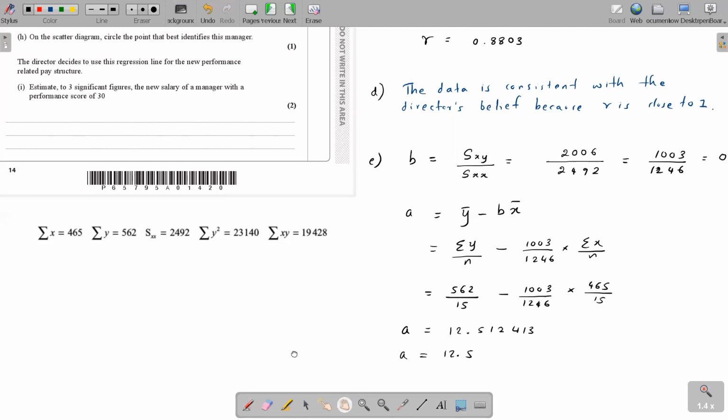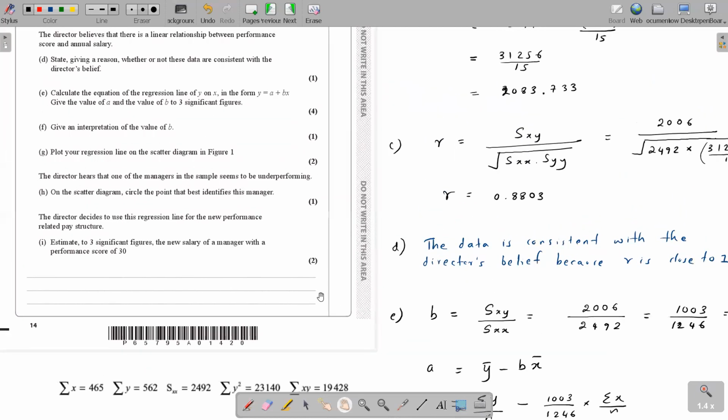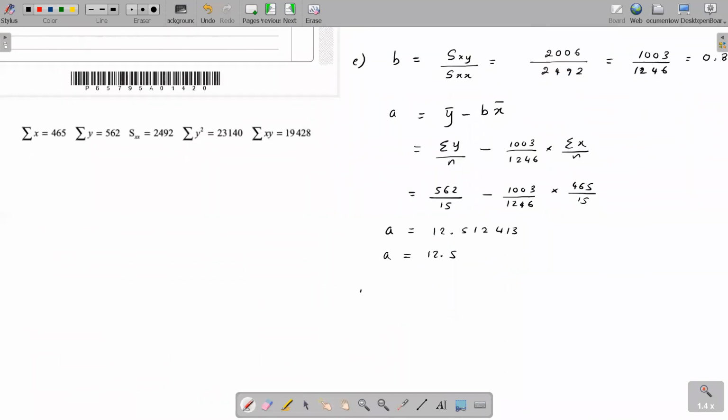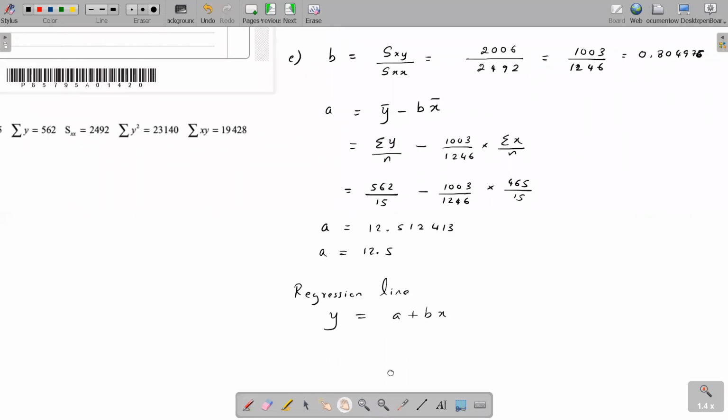Have they told us to give 1 dp only, or have they said give values of A and B to 3SF? So when you're writing your equation, give it to 3SF. So what's the equation then? y equals A plus Bx, the regression line. Give the values of A and B to 3SF.